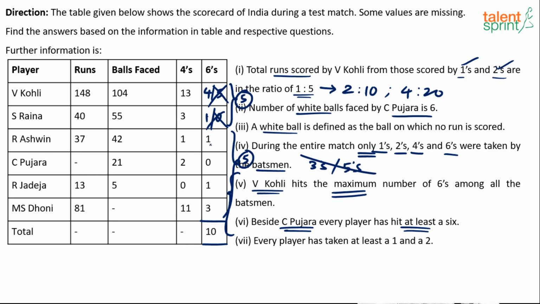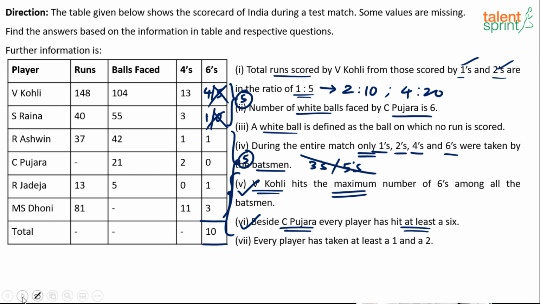Right? Total is 10. So point number 5 and point number 6 have been used here. Also remember, every player has taken at least 1 single and 1 double in the game. We will come to this point later whenever required. I don't want to spend too much time even in the exam trying to figure out all the missing values. I will do that only if it is required. So let's move to the questions now.